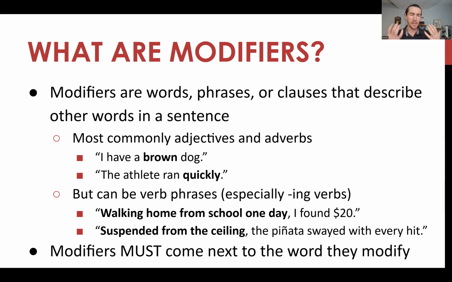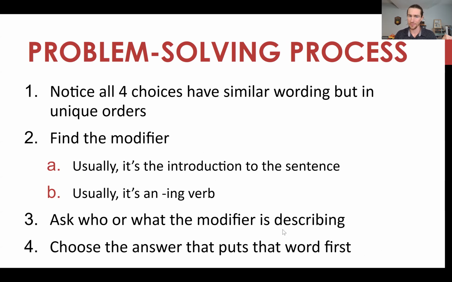Now, in English, the key is modifiers, the describing words, right, must come next to the words that are being described. In my examples here, the dog is brown, therefore brown and dog must be next to each other. Quickly is describing ran, therefore ran and quickly must be next to each other. I was the one walking home from school, therefore those must be next to each other. And the piñata is the object that is suspended from the ceiling, therefore they must be next to each other in the sentence. That is where the mistake comes in on the SAT.